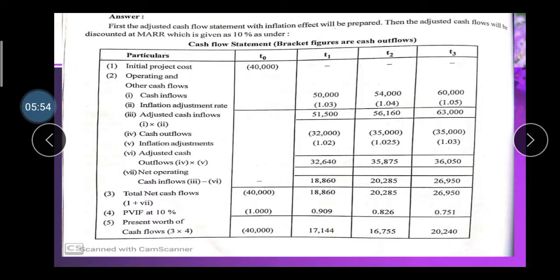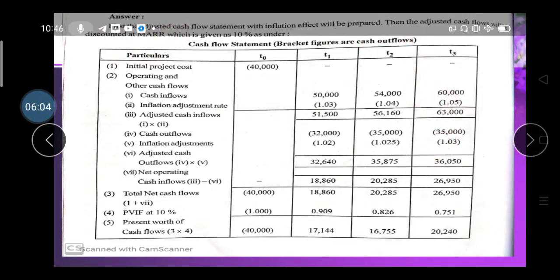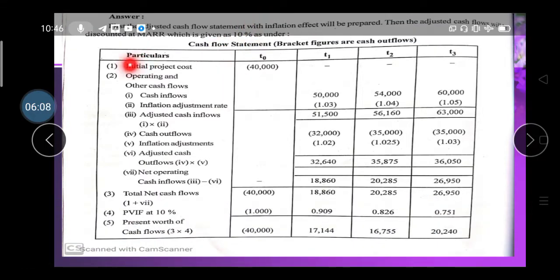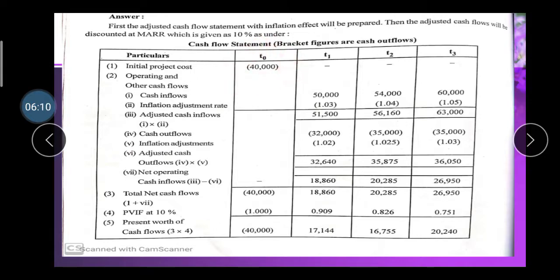So in this slide you see that the adjustment and the inflation rate will be affected, so first of all we have to prepare the cash flow statement, right? MARR here is 10%, okay, 10%. Our initial project cost is 40,000, then operating and other cash flow, so cash inflow 50,000, 54,000, and 60,000.